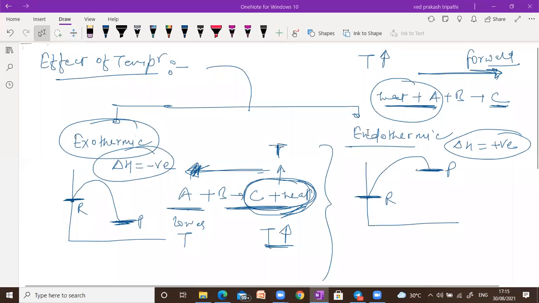But the biggest problem is how you will identify which reaction is exothermic and which reaction is endothermic. This is the problem, so I will tell you how to identify exo and endo. Sometimes it is given in the question and sometimes it is not given in the question. So listen to me.